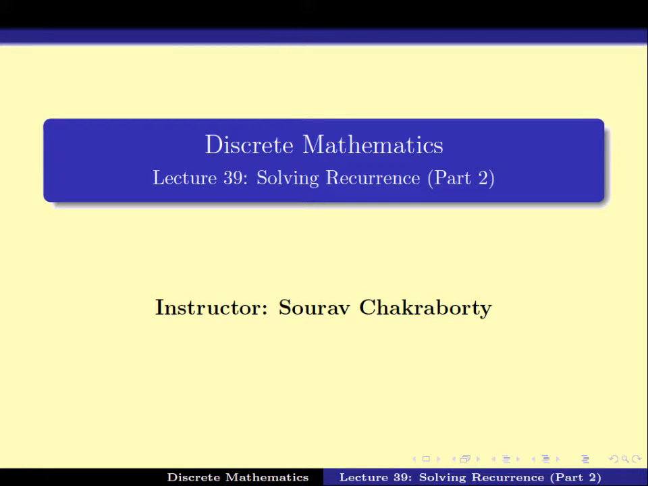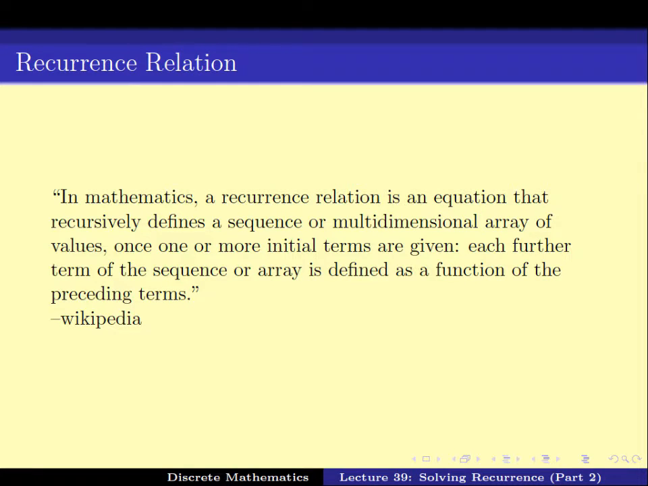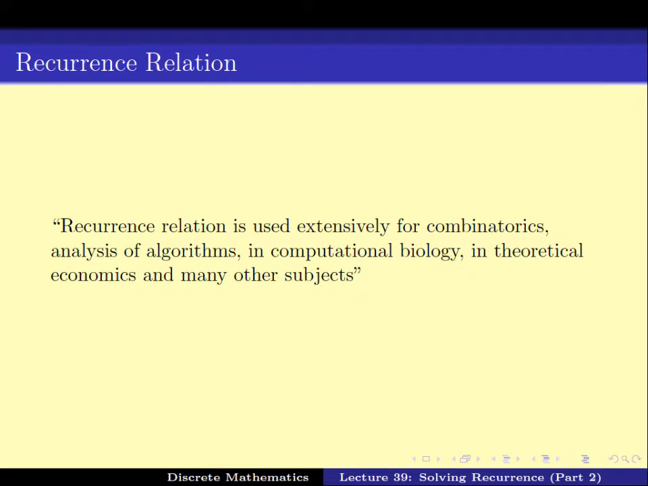Welcome back. In the last few videos, we have been studying recurrence relations. So, a recurrence relation is basically an equation that recursively defines a sequence of values. There are some initial terms, and the nth term is defined as a function of the preceding terms. Now, recurrence relations have been used extensively in combinatorics, analysis of algorithms, computational biology, theoretical economics, and various other subjects.